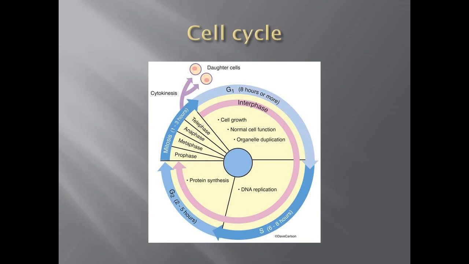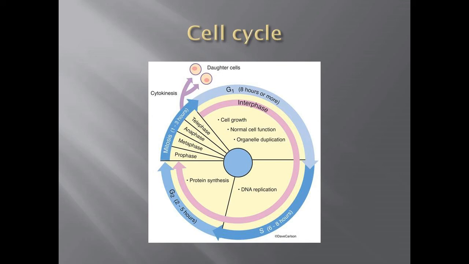This is the picture of cell cycle. This cycle indicates the events which take place in a cell when it has to prepare itself for cell division and finally it divides. This cycle indicates many phases. The first phase is the G1 phase, and this phase completes in 8 hours or more. In this phase cell growth takes place, meaning the cell grows in size.